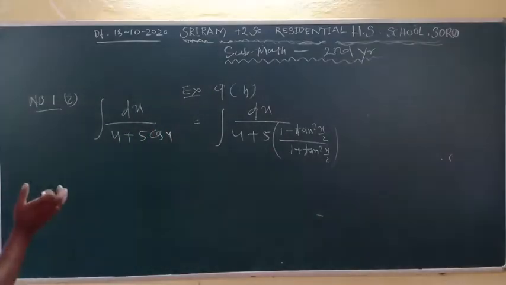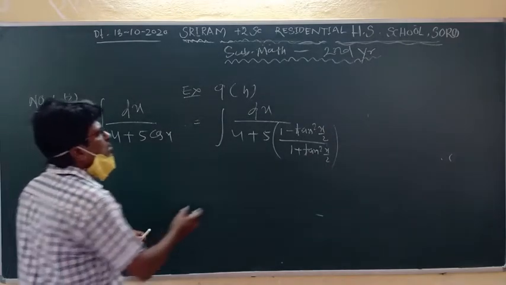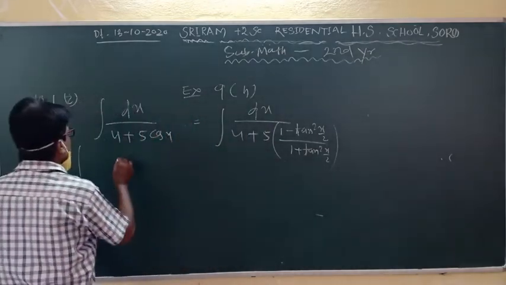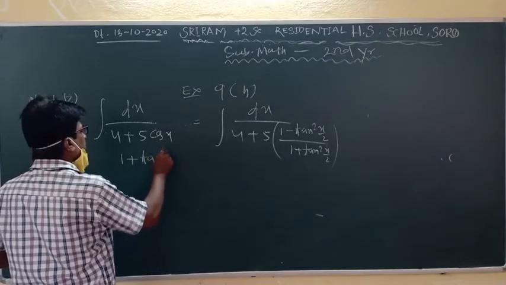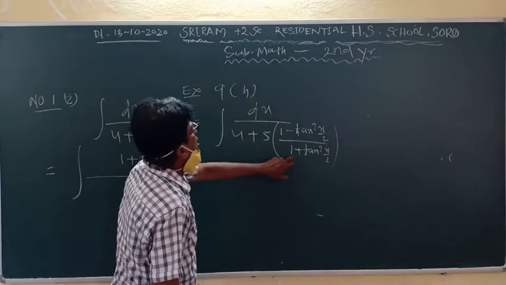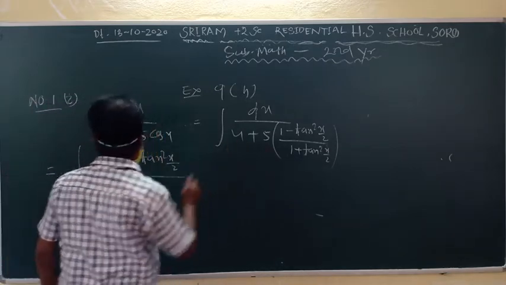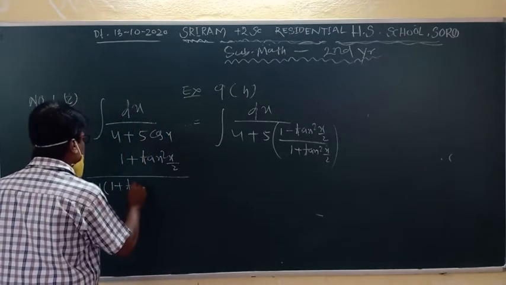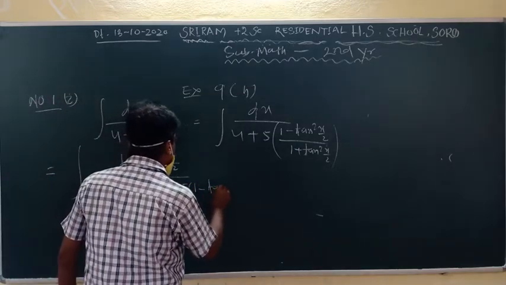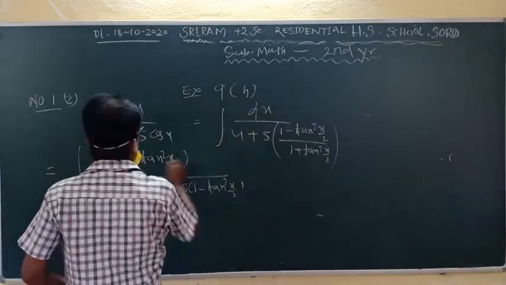Now I am discussing clearly about it. That is equal to the integral where the LCM is 1 plus tan square x by 2, multiplied with 4, and the lower value goes to the upper side. So the LCM value 1 plus tan square x by 2 goes to the numerator, because it was in the denominator, into 4 into 1 plus tan square x by 2 plus 5 whole into 1 minus tan square x by 2. Look, the denominator goes upwards, into dx.